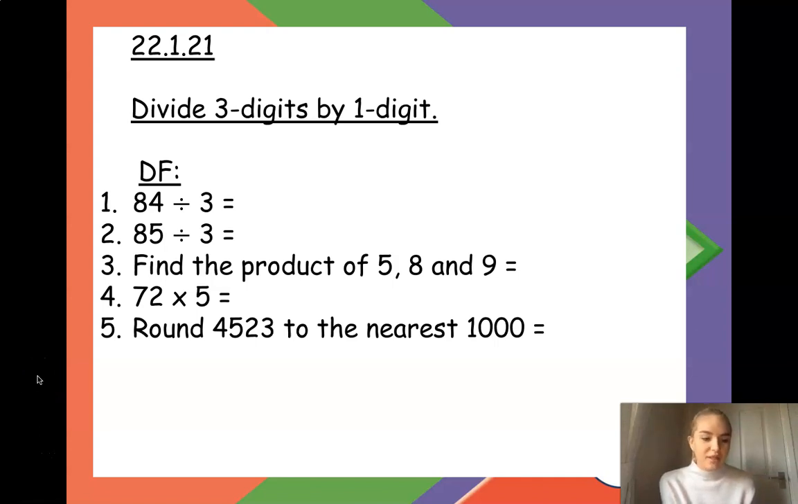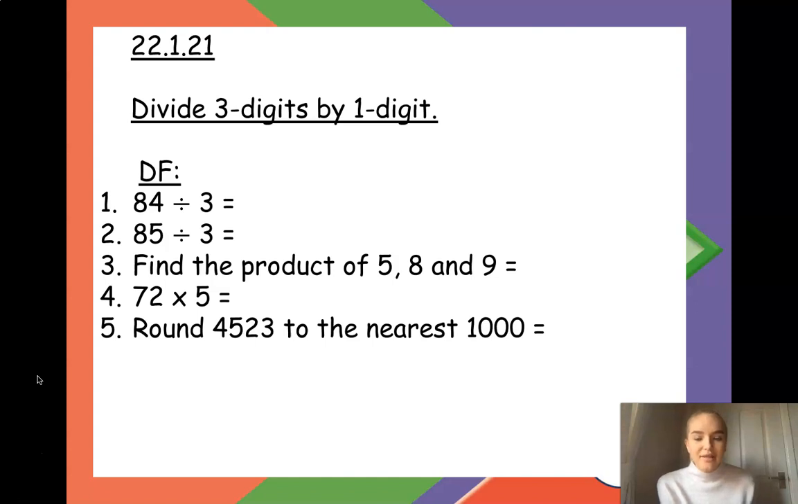Today in Maths, we are going to have our final lesson on looking at different methods of dividing numbers. We are going to be dividing 3-digit numbers by 1-digit numbers using mostly the part-whole model today. So you have your daily fluency questions here. If you spend around about 3 minutes on these, please, and pause the video where you are. Off you go.